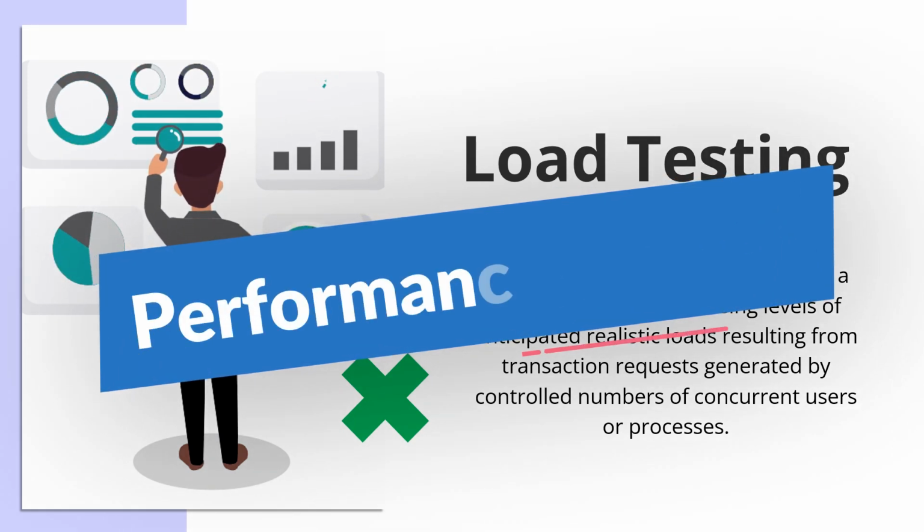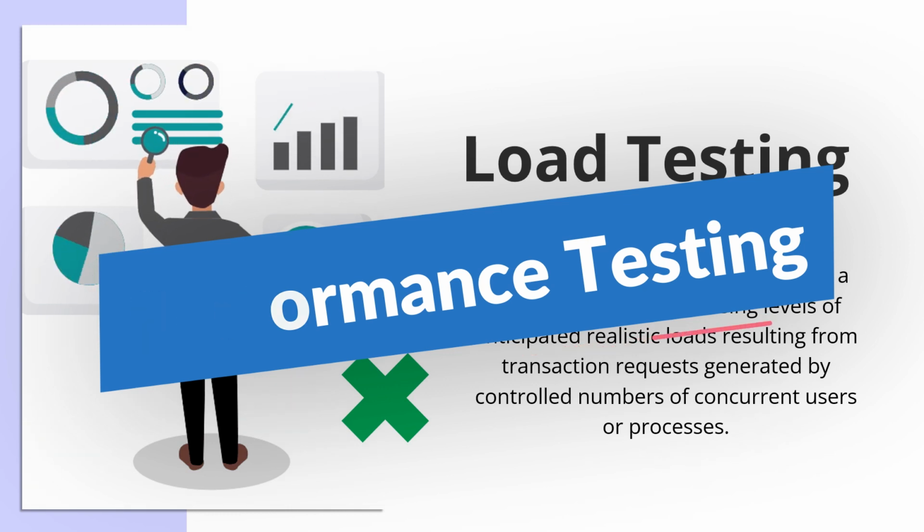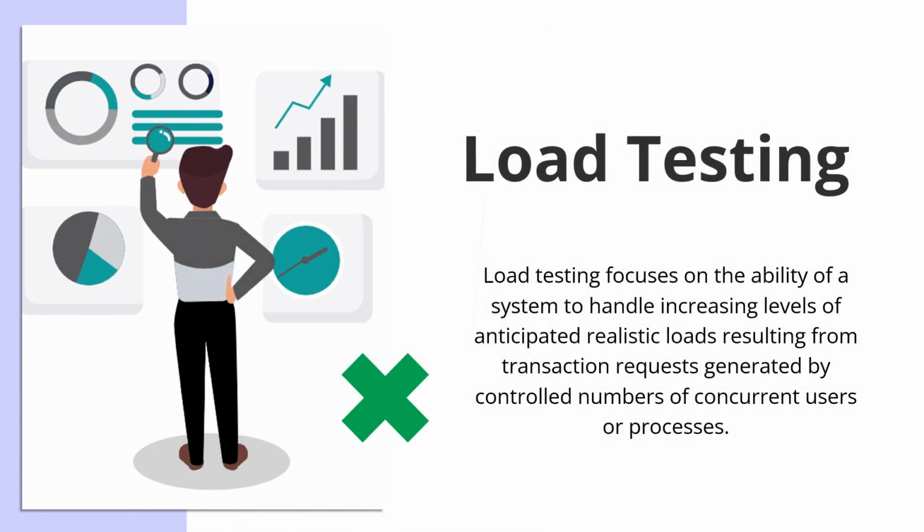The first type of performance testing is load testing. Load testing assesses the quality of the system to handle increasing levels of anticipated realistic load. The load is generated by transaction requests from a controlled number of concurrent users or processes. Load testing helps identify performance bottlenecks and ensures that the system can effectively handle expected workload.